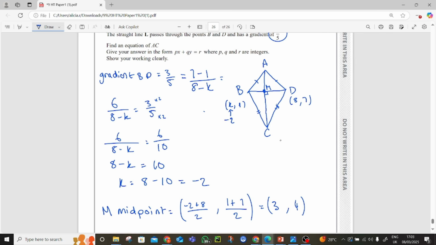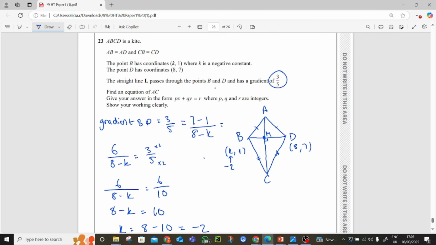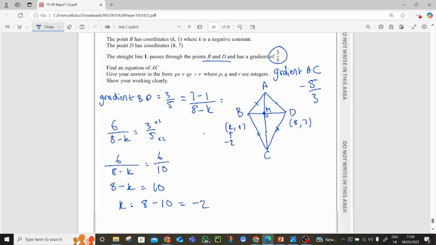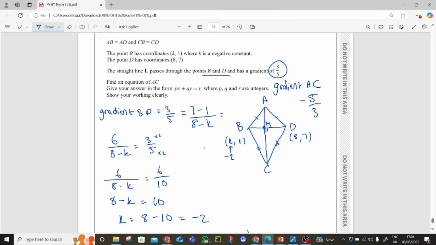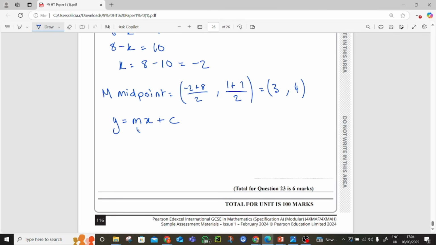So now I'm working out the equation of the line AC. Now I know the gradient because we know that it's perpendicular to this gradient. So if the gradient between B and D is 3/5, the gradient of AC, we're going to change the sign, so it's going to be minus, and we flip the fraction, -5/3. So the gradient is -5/3, and the midpoint I have, so the equation of a straight line is y is mx plus c. And remember I just said that gradient is -5/3.